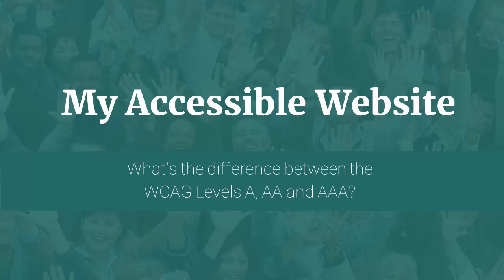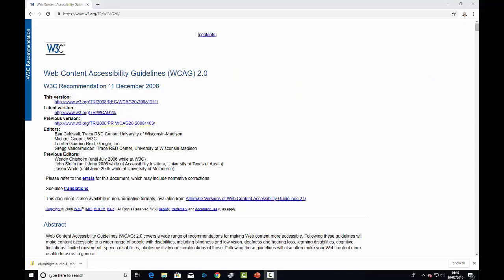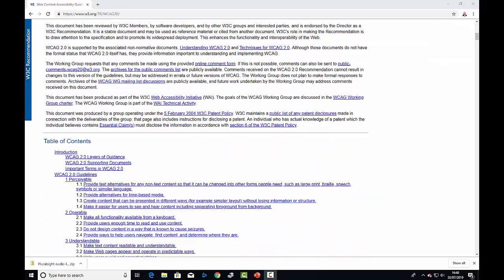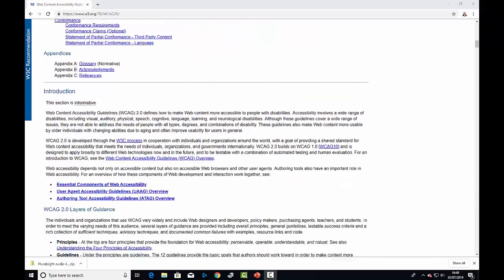The WCAG guidelines are long, complicated and pretty confusing at times. In this guide I'm going to demystify them and explain what the difference is between the three different WCAG levels. These are the WCAG guidelines, which are pretty much the universal standard used to measure the accessibility of a website.